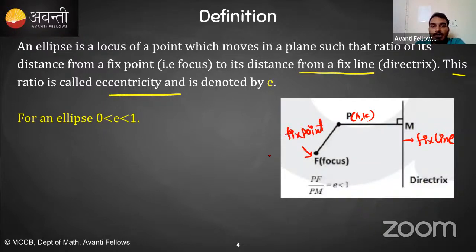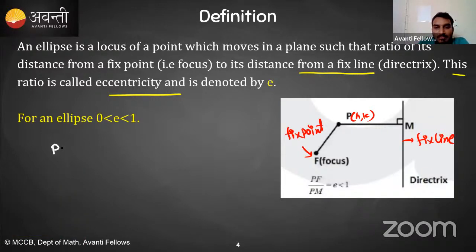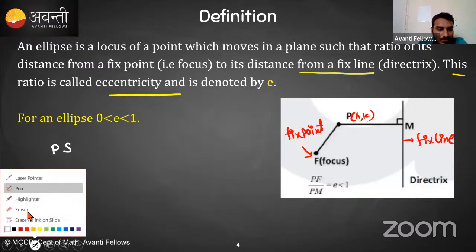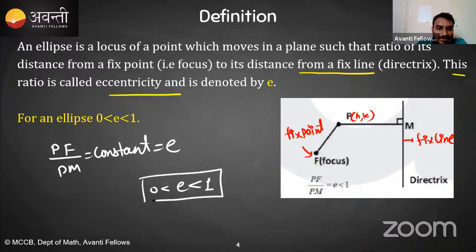So what is the locus? The locus is that the ratio of its distance from the fixed point, PF, to its distance from the fixed line, PM, is constant. And that constant is known as eccentricity, E, and this E is between 0 and 1. Is this clear, everyone? Tell me quickly in the chat box. Okay, this is the definition.